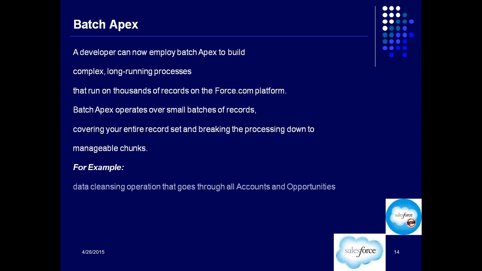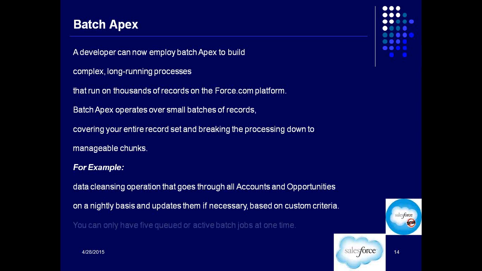For example, a data cleansing operation that goes through all accounts and opportunities on a nightly basis and updates them if necessary. Okay, so let's say you have a data cleansing activity where you want your Apex to check all the accounts and opportunities based on some custom criteria and update them. That's it. Because we are talking about all the records, it's always a good idea to do it in batches. All right. You can only have 5 queued or active batch jobs at one time. Okay, so you can just have 5 batch jobs working at any point of time, either active or queued. Combined, we can have 5 batch jobs.